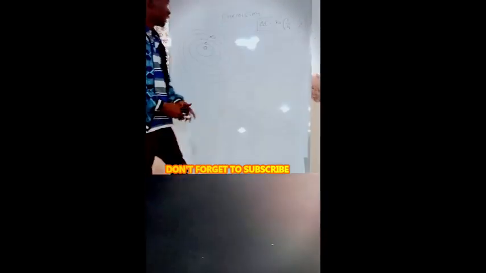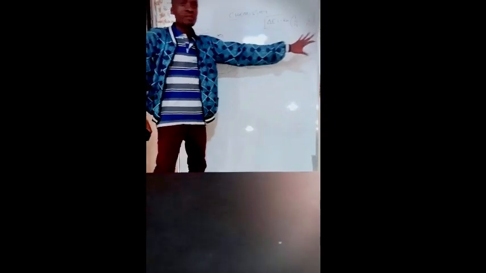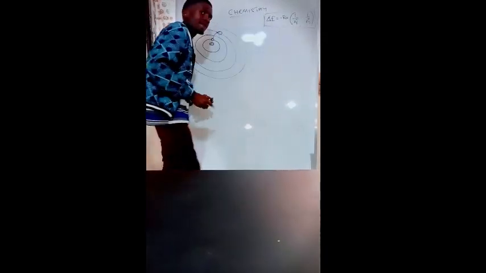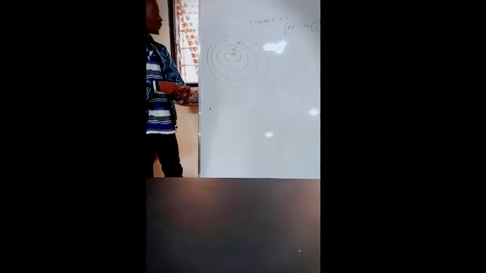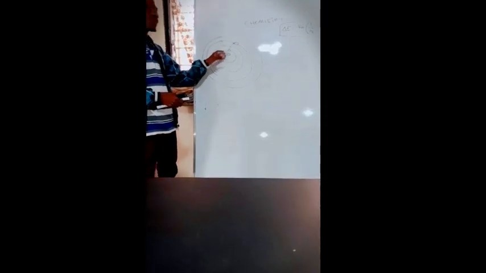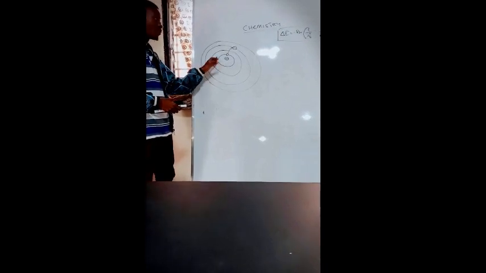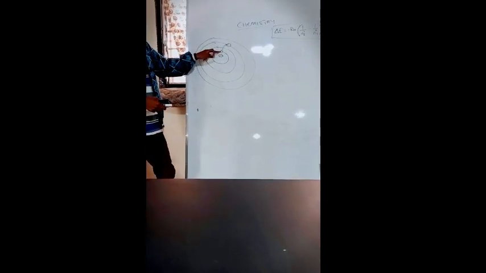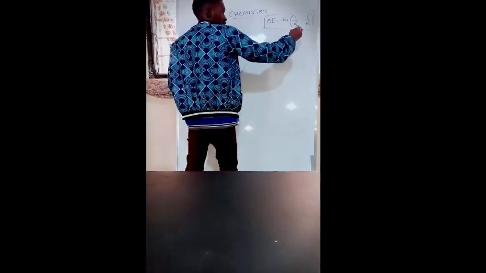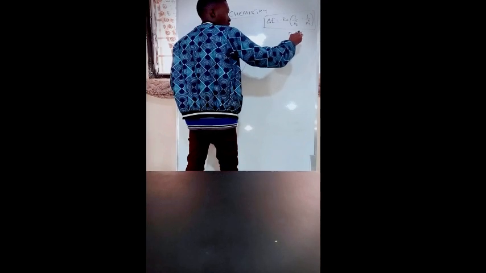Now, what does it actually mean? The n squared is symbolizing the energy level. The f and the i symbolize the final and the initial. So, how do we find the final and the initial? The initial energy level is the energy level the electron is coming from. In this case, the electron is coming from energy level 1, which is our initial, and it is going to energy level 3, which is our final.